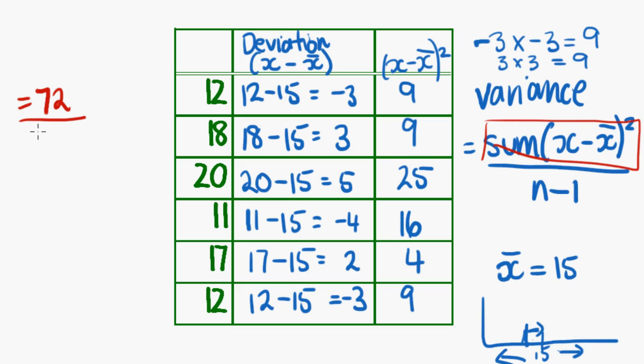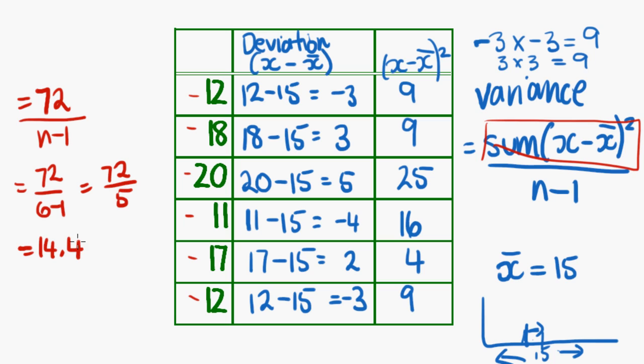And the bottom part is n minus 1. Now, n is the number of observations there are, the number of data points. So we've got 1, 2, 3, 4, 5, 6 of them. So I say 72 over 6 minus 1, which is 72 divided by 5. And that is 14.4. And that is the variance.